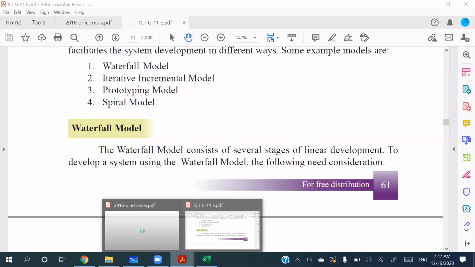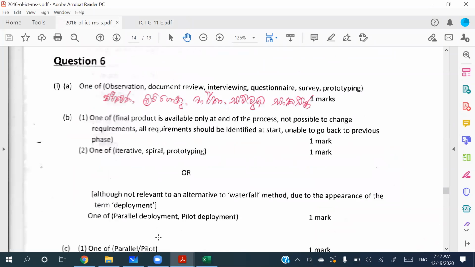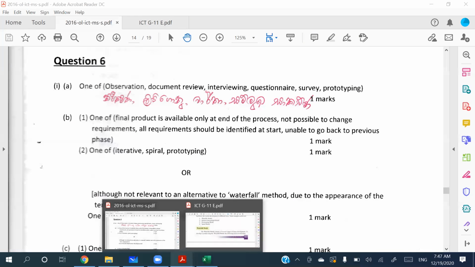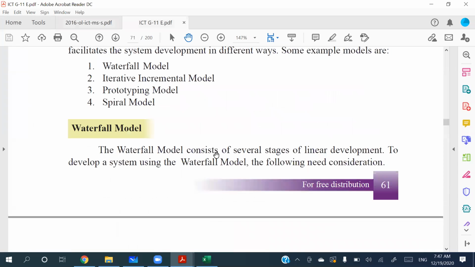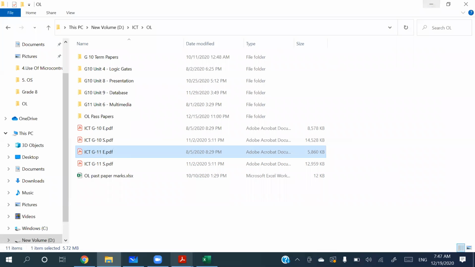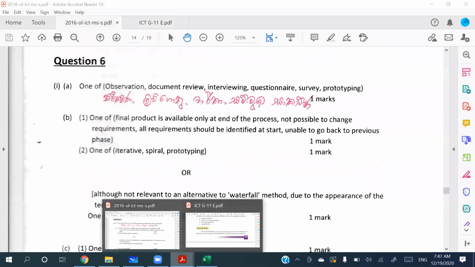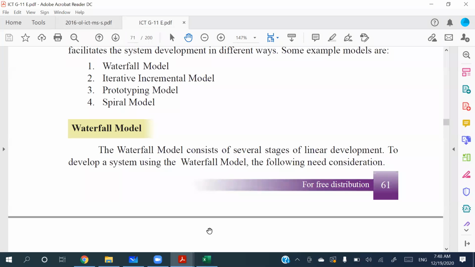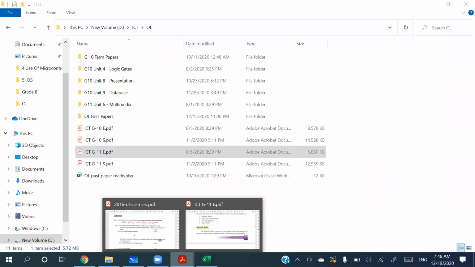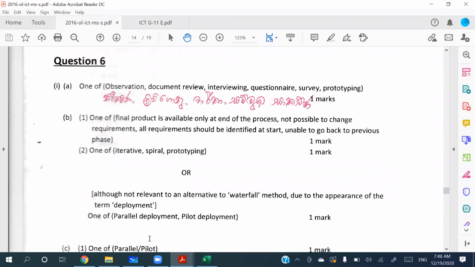So in the marking scheme, they say iterative, spiral, prototyping, right? And you can go with those, like one of these things in your textbook, like iterative, prototyping, and spiral is there additionally. Yes, prototyping is there additionally, I think. It's the same thing, right? So one of these three: iterative, spiral, and prototype.